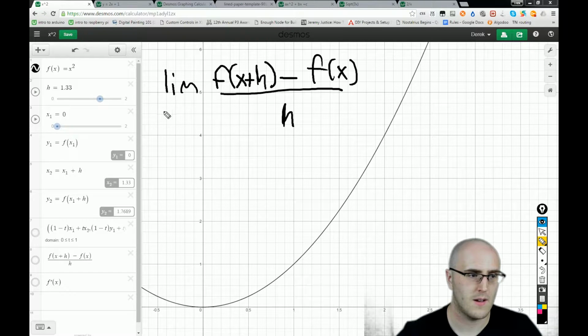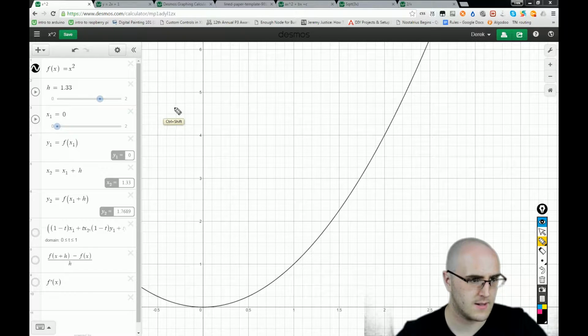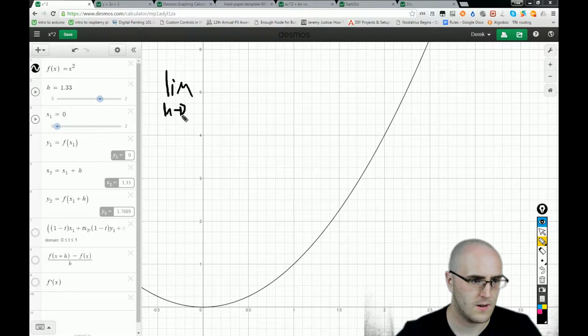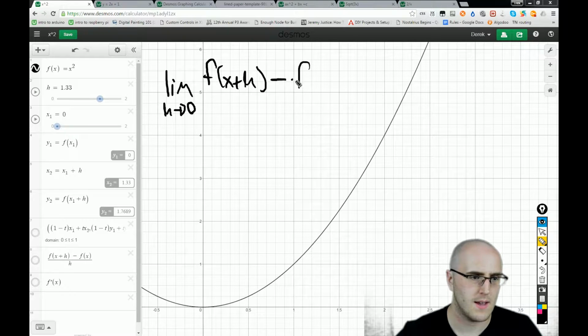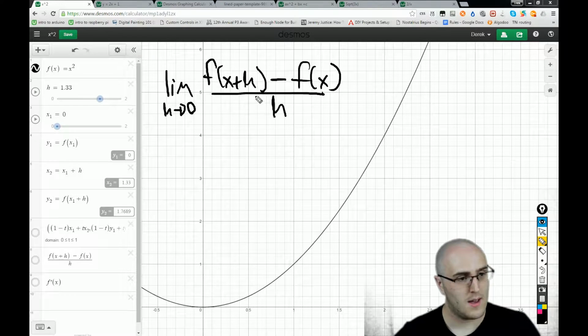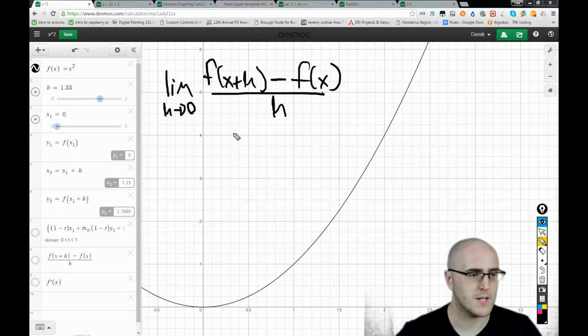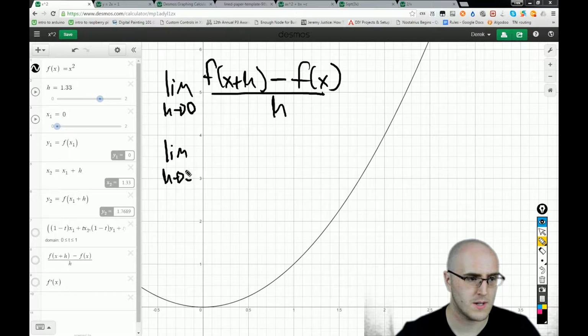So let's apply the limit. Limit as h approaches 0 of f of x plus h minus f of x, all of that over h. So we can evaluate this. Let's try it with our function here, which is x squared. Let's plug it all in. So we'll go down a line and we'll say limit as h approaches 0 of x plus h squared minus x squared over h. Let's evaluate that.